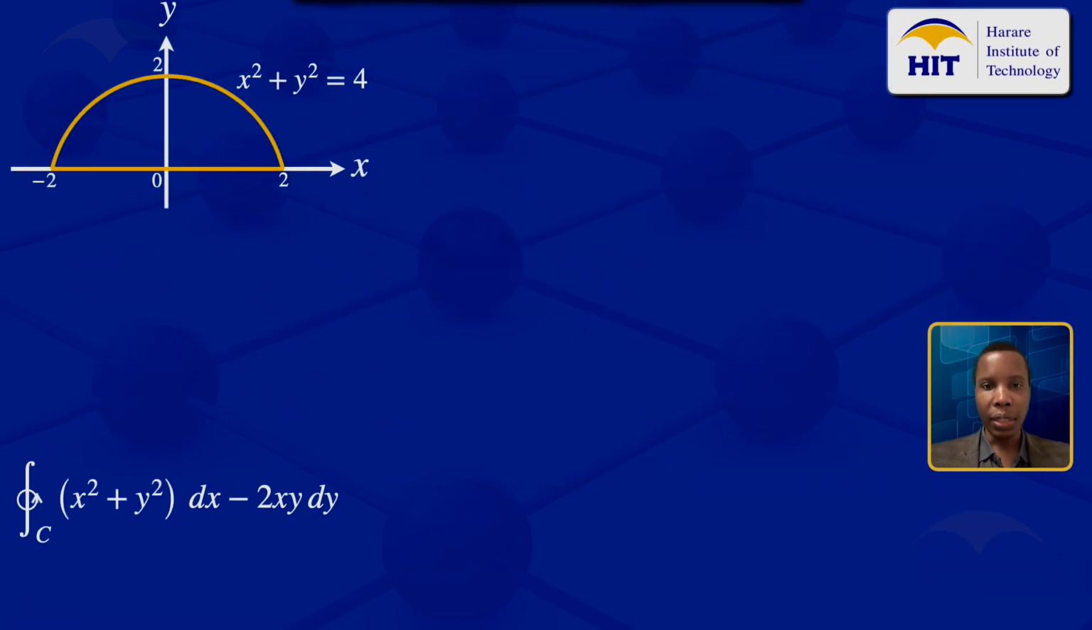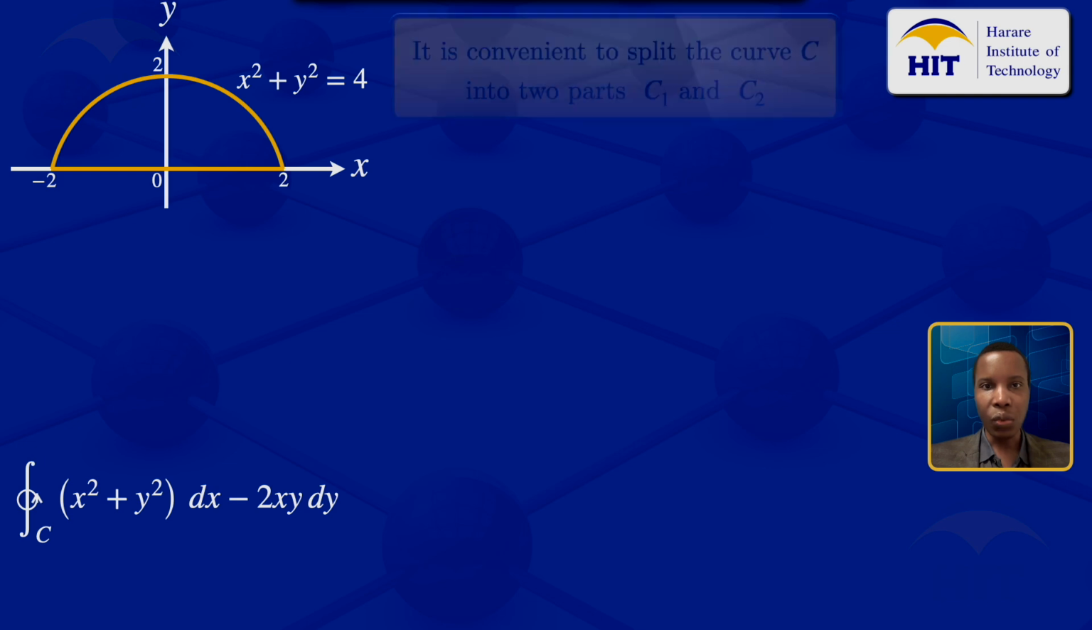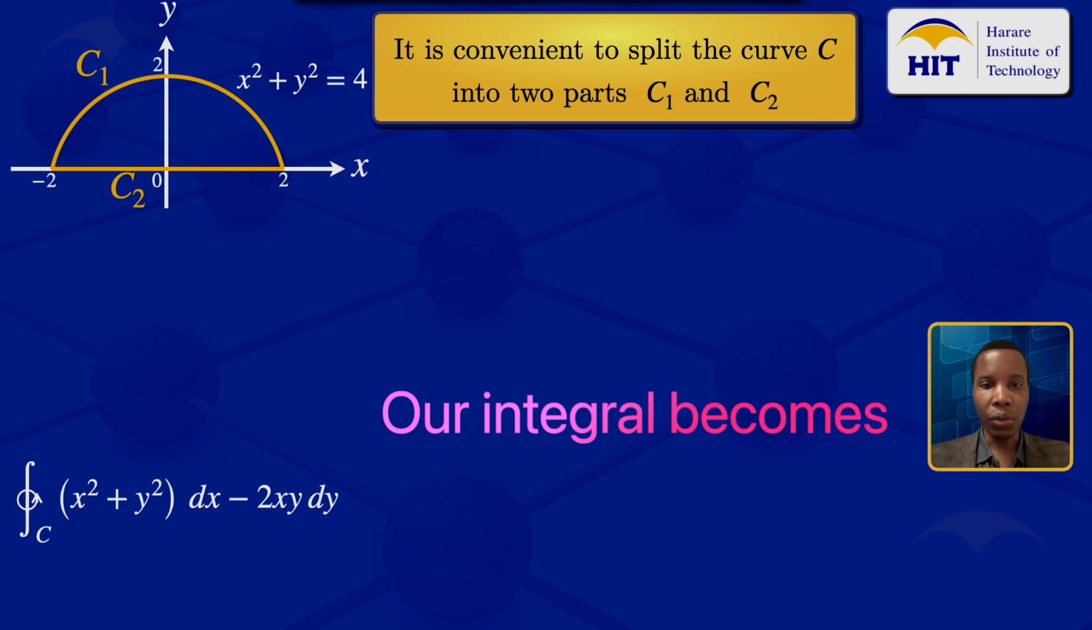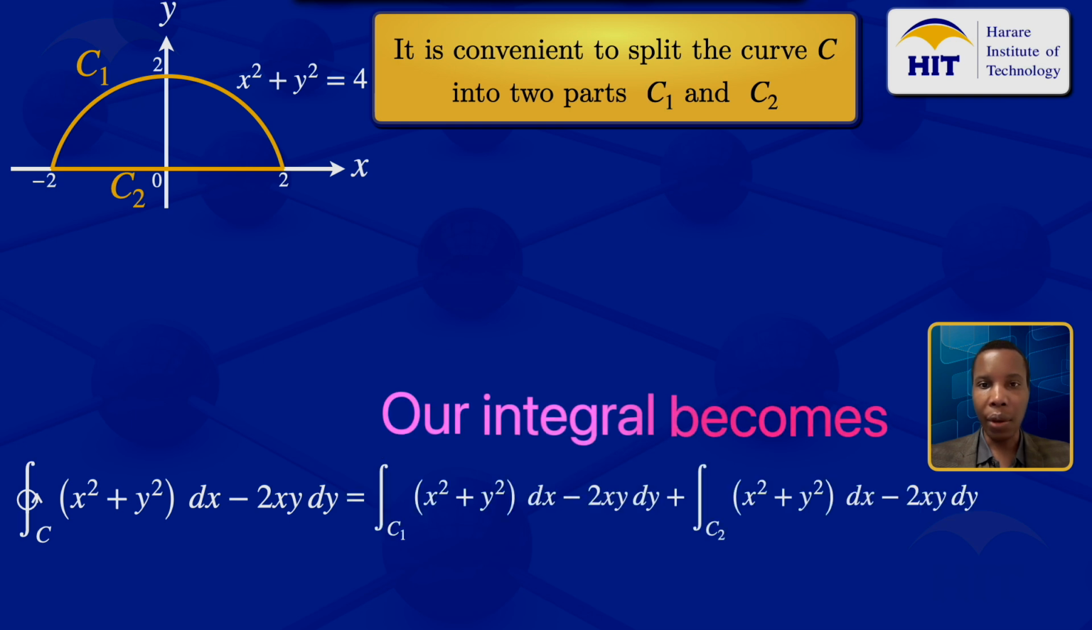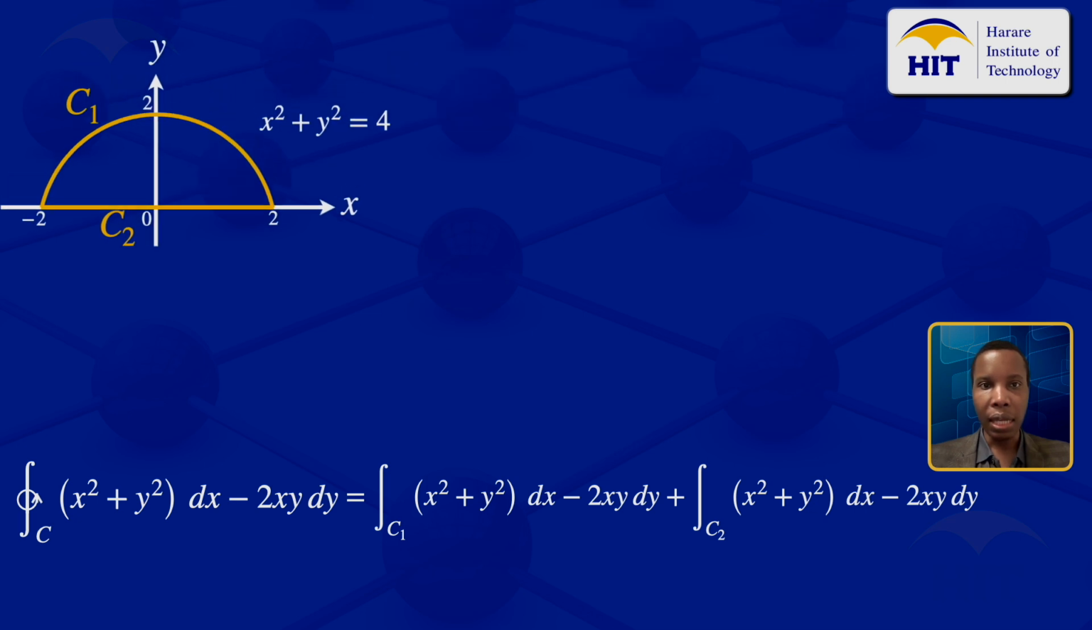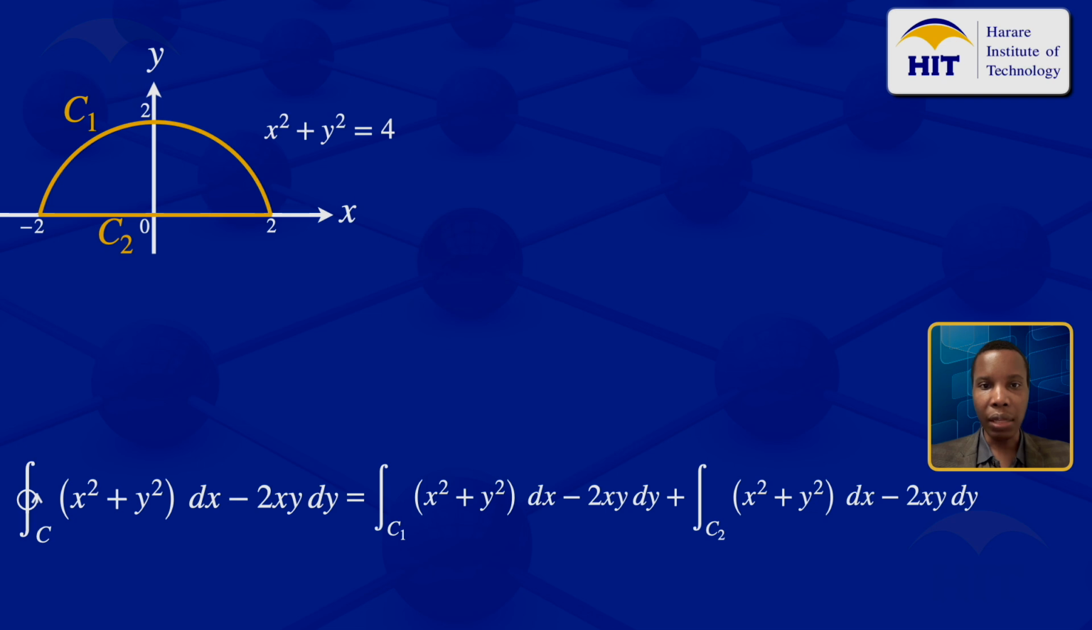In this case, it is convenient to split the curve into two parts, which I'll call C1 and C2. This part here, I'll call my C1, and this part here, I'll call my C2. Then our integral along the closed curve C becomes the integral along the curve C1 plus the integral along the curve C2. And we now go on and look at each curve.